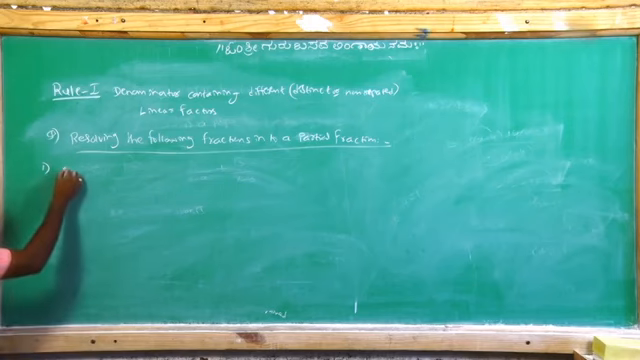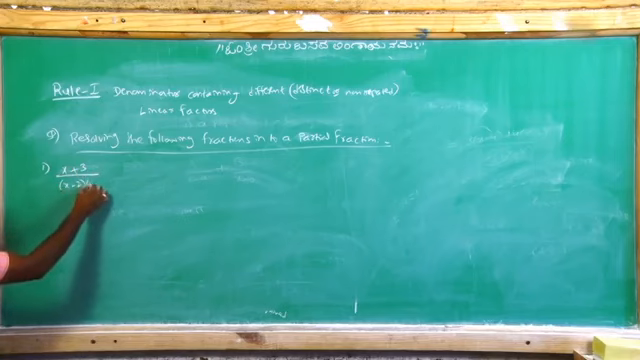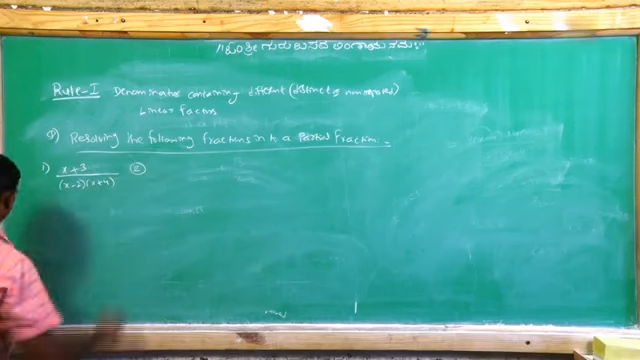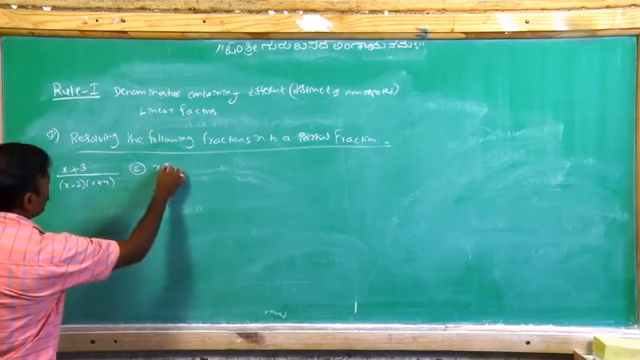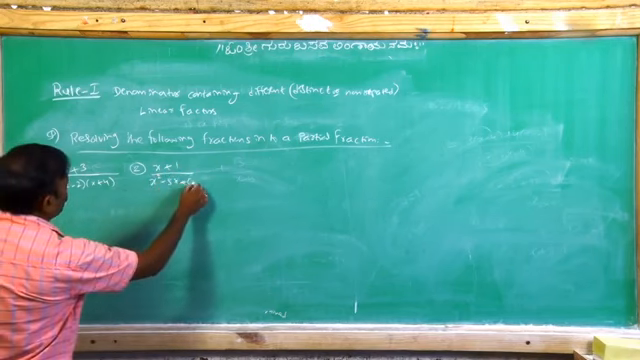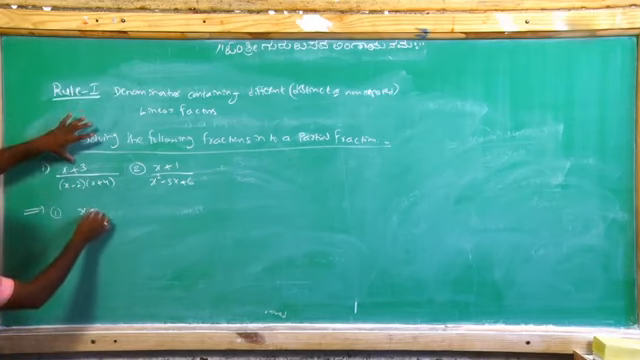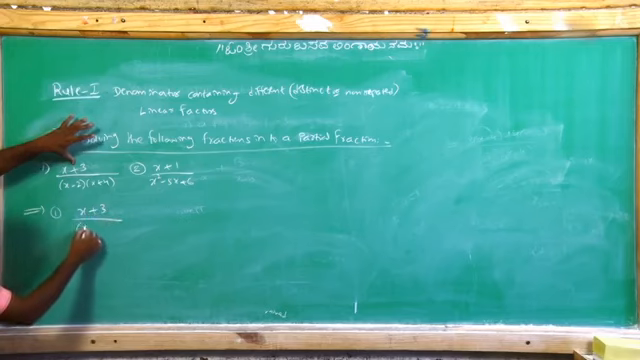First problem: x plus 3 divided by (x minus 2)(x plus 4). Second problem: x plus 1 divided by x square minus 5x plus x. Take some problems depending on the first rule. Now take the first problem. The first one is x plus 3 divided by (x minus 2)(x plus 4).